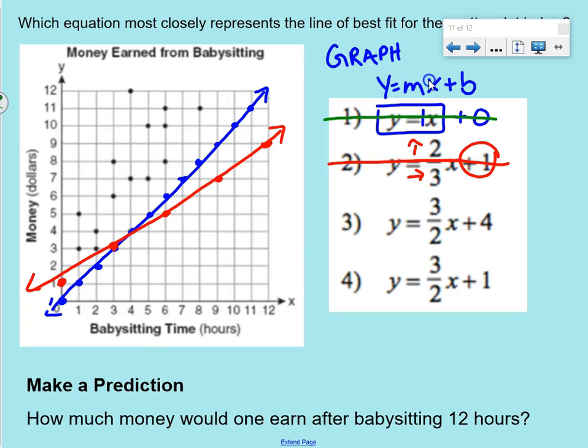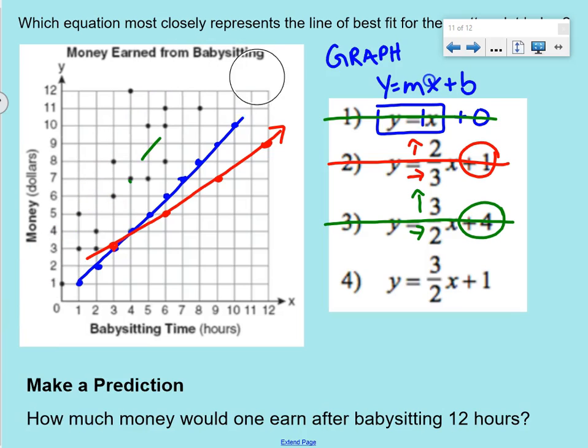So let's try the equation of line 3. We have plus 4 for our b, so we start at 4. Then 3 over 2 says we're going to go up 3 over 2, up 3 over 2, up 3 over 2. Graph that line. Now this line is the opposite of line 1 and 2. It's too high. It's all the way above the data. You see all this data here in the middle? It's not covering that data. So we can say that line 3 is definitely not it, which leaves us line 4.